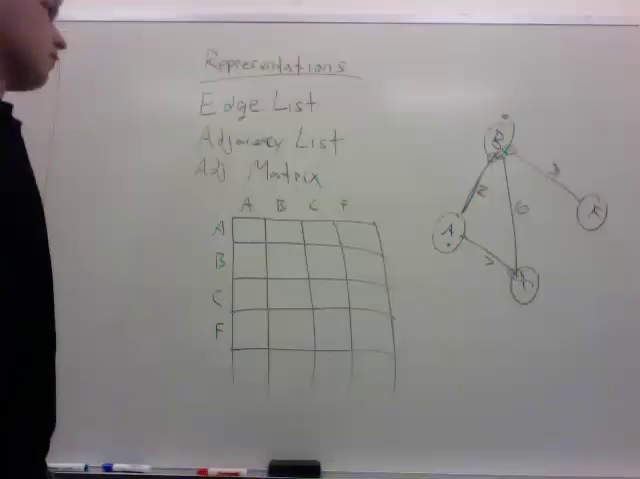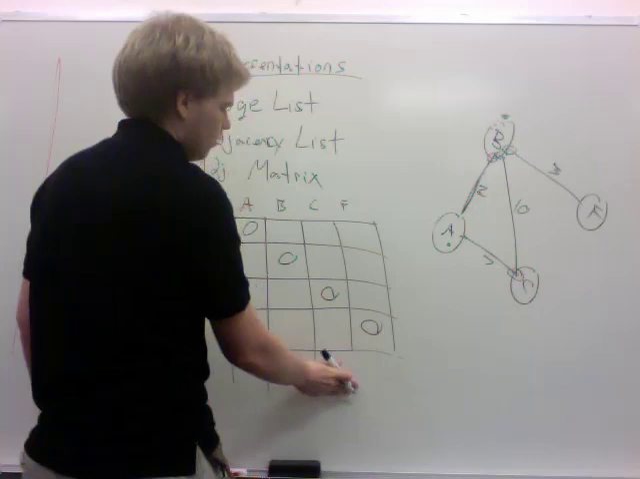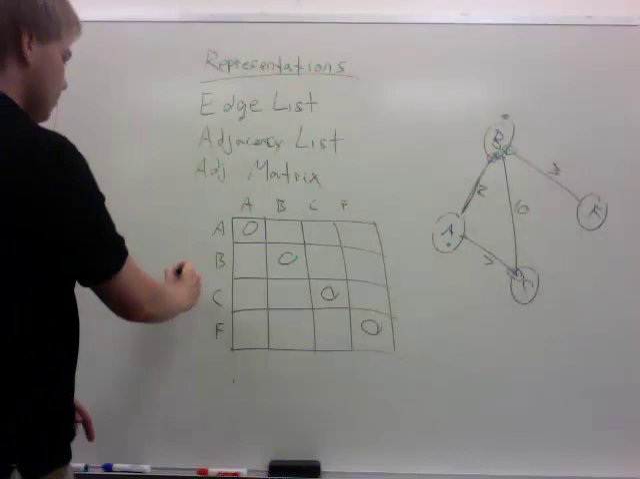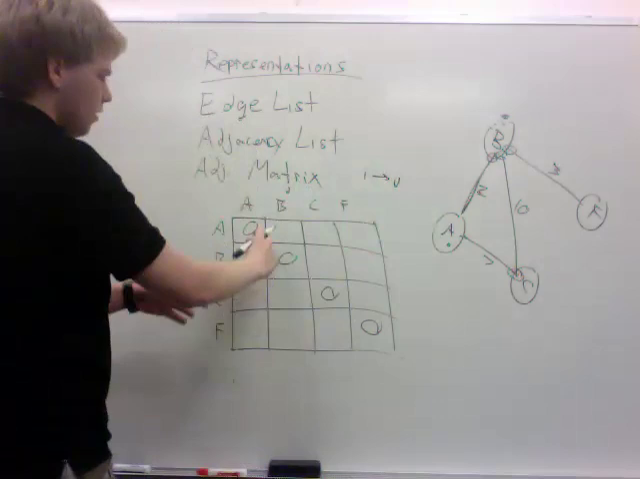So it looks something like this. And then on the diagonal, you can just put 0. It doesn't really matter. This represents going from A to A. So if this is your I and J, each entry in the cell represents the edge going from I to J. So here, the cell represents the edge going from A to B.